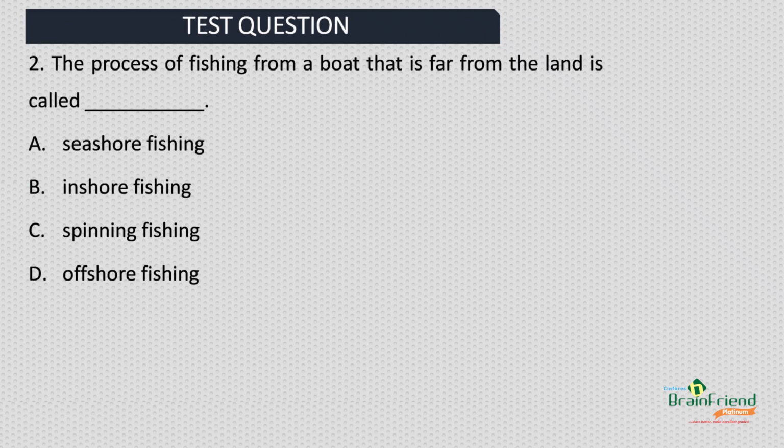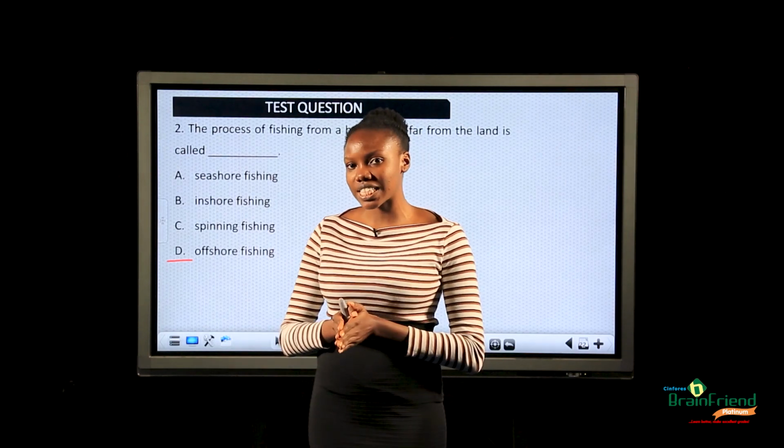Question 2. The process of fishing from a boat that is far from the land is called dash. A. Seashore fishing. B. Inshore fishing. C. Spinning fishing. D. Offshore fishing. The correct answer is D. Offshore fishing.